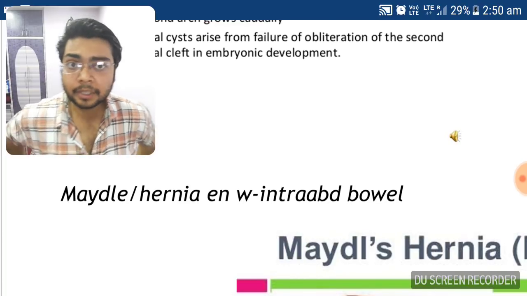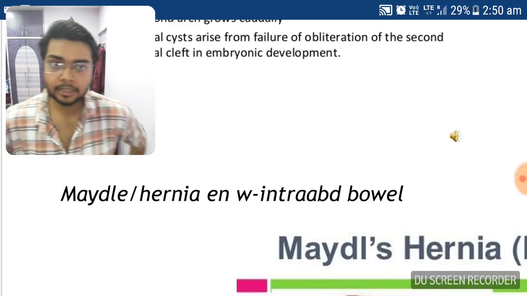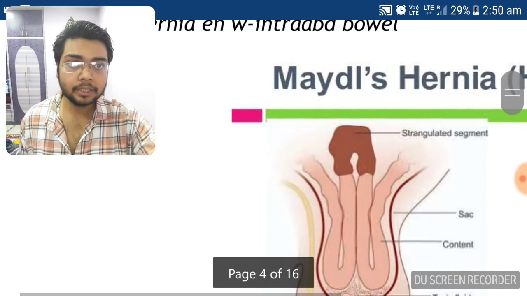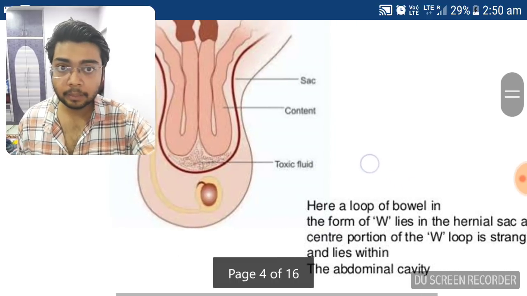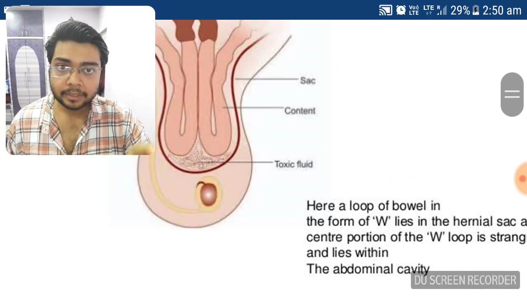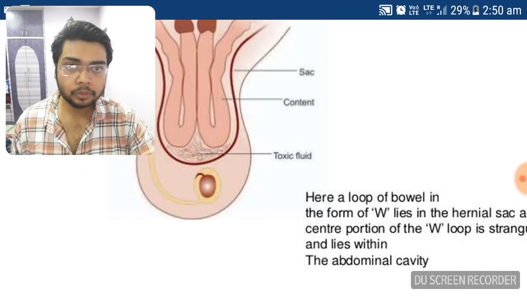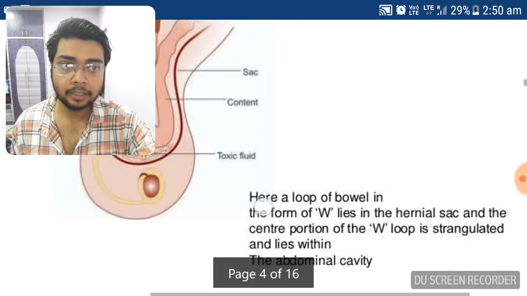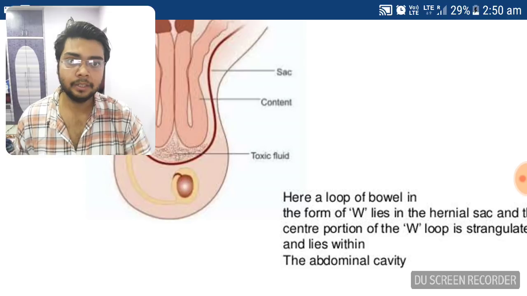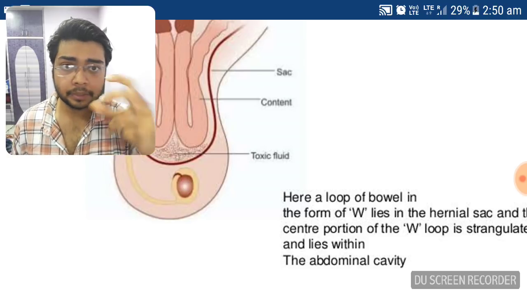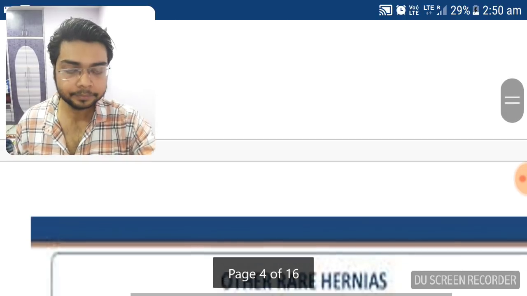Now different hernias are very important regarding surgeries. I'll start with Maydl's hernia. In Maydl's hernia, you see a W pattern. If they give you a W like this, you will promptly answer Maydl's hernia. A loop of bowel goes into the hernial sac like a W, and the chances of strangulation are very high, because the whole of the bowel loop is lying inside the hernia sac.